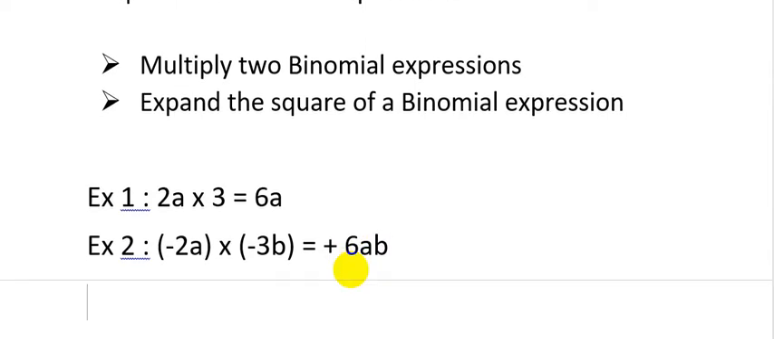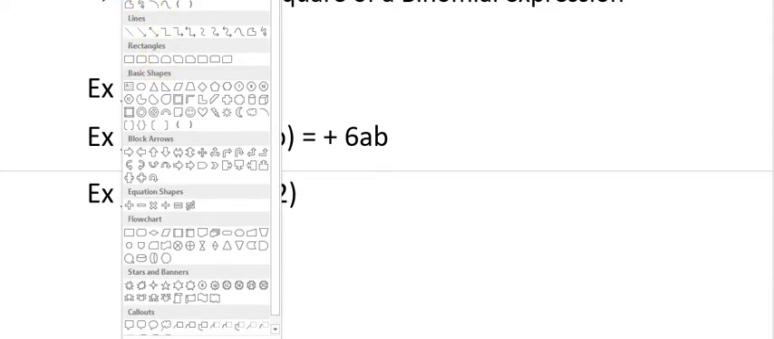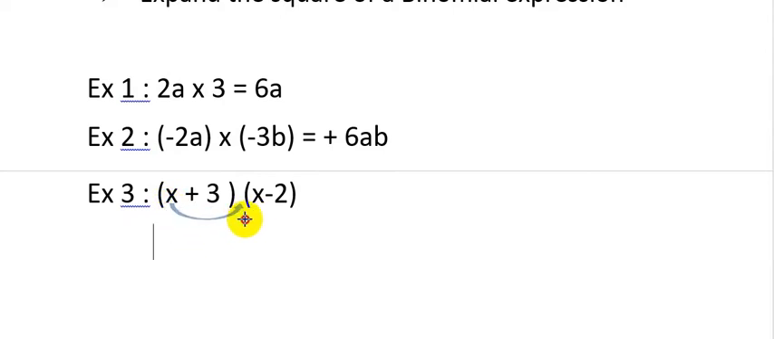Further, we'll do a couple of examples. Let's say x plus 3, I'm going to multiply by x minus 2. As you are already aware, we take x and multiply this x with the whole bracket x minus 2. Then again, plus 3 we multiply by x minus 2. So if I write that step: x multiplied by x minus 2, then plus 3 multiplied by x minus 2.